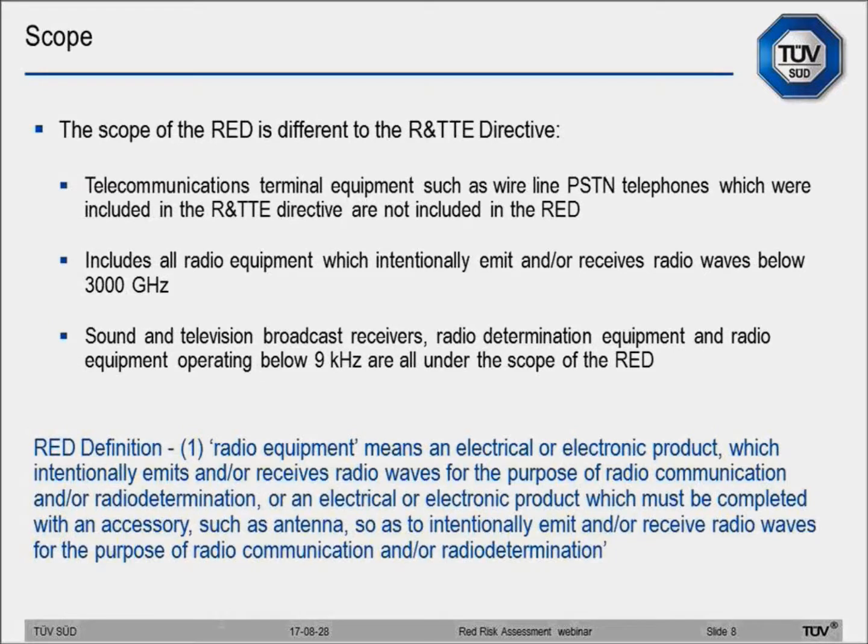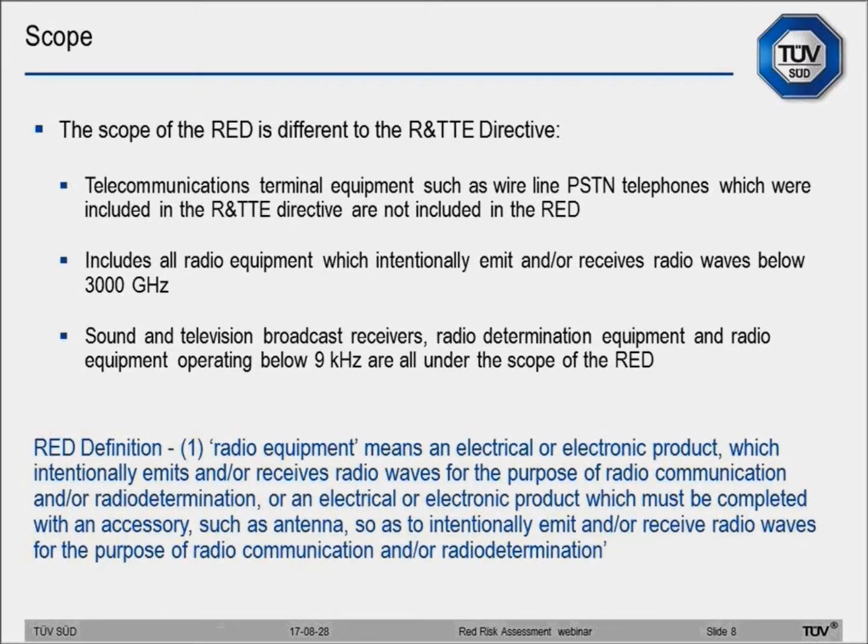The R&TTE Directive scope additionally included terminal equipment, whereas the Radio Equipment Directive only covers radio equipment. The Radio Equipment Directive includes all radio equipment which intentionally emit and/or receive radio waves below 3,000 GHz. In comparison with the R&TTE Directive, this means that sound and television broadcast receivers, radio determination equipment, and radio equipment operating below 9 kHz are all under the scope of the Radio Equipment Directive.